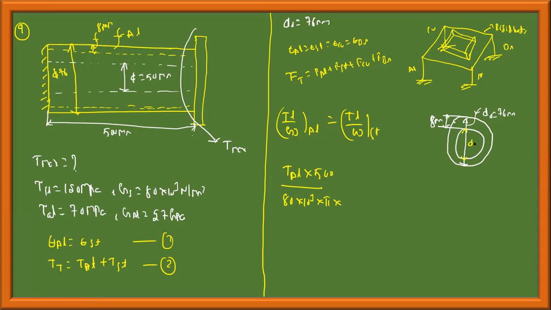Di is this length, which is nothing but di is equal to d naught minus 2t, because this thickness and this thickness have to be subtracted from d naught. Or di is equal to 76 minus 16, or di is equal to 60 mm. You should not take di is equal to d naught minus t. According to the concept, it's di equals d naught minus 2t: this thickness and this thickness are subtracted to give di.